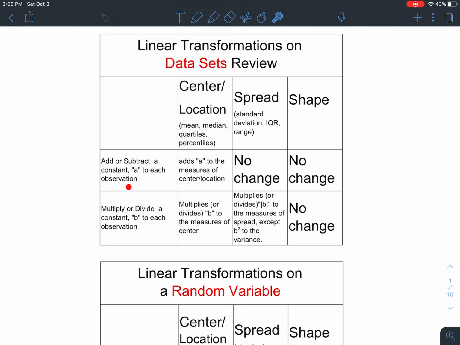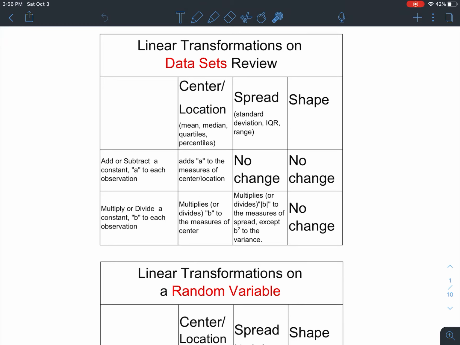If you recall from chapter 2, when we were first introduced to linear transformations on data sets, that's when we were discussing what if you were to add or subtract a constant value, we'll call that A, to every single observation in the entire data set. We looked at how that affected measures of center and location, measures of spread, and measures of shape. We said that when you add or subtract, that will definitely impact all of your measures of center and any measures of location by simply adding that constant or subtracting that constant to those measures of center and location. However, measures of spread, measures of shape would remain unchanged by that transformation.